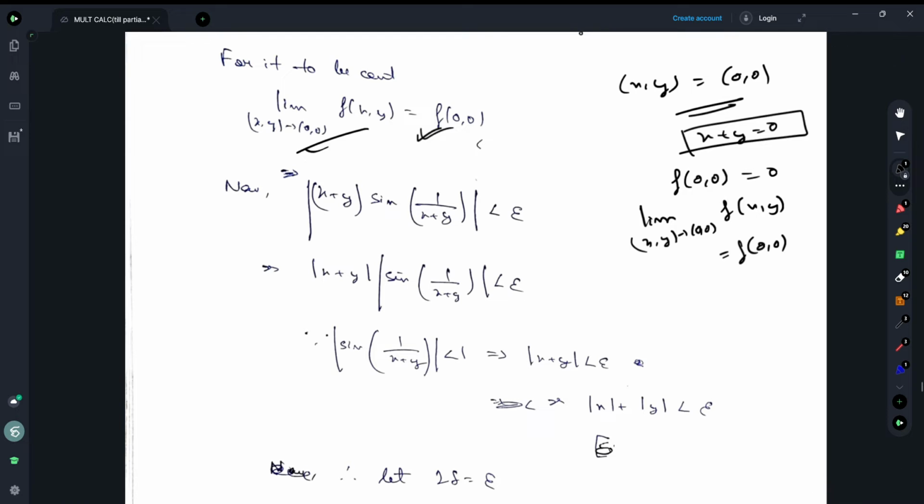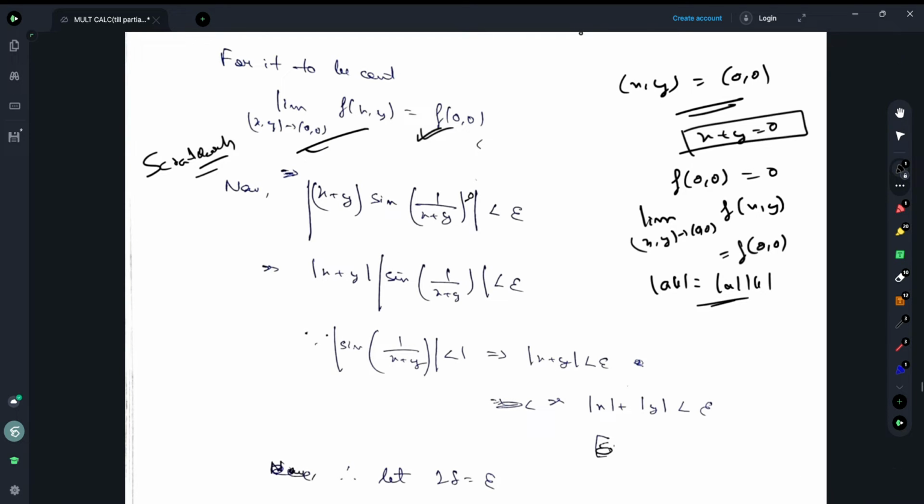So mod of x plus y times sine of 1 over x plus y, minus 0, should be less than epsilon. We are doing the scratch work here. If this minus 0 is less than epsilon, then we can divide the modulus, because mod of ab equals mod a into mod b.